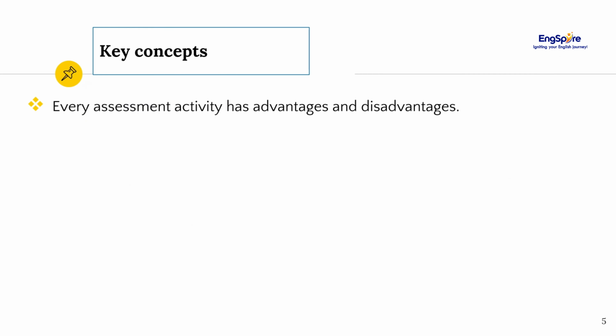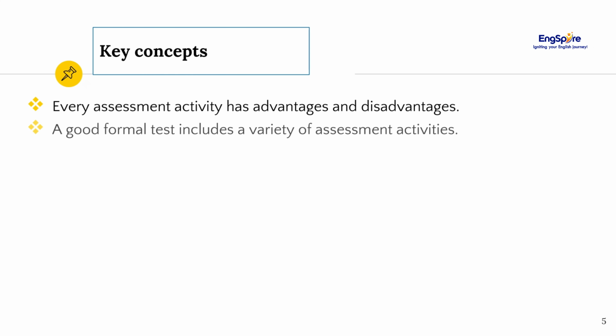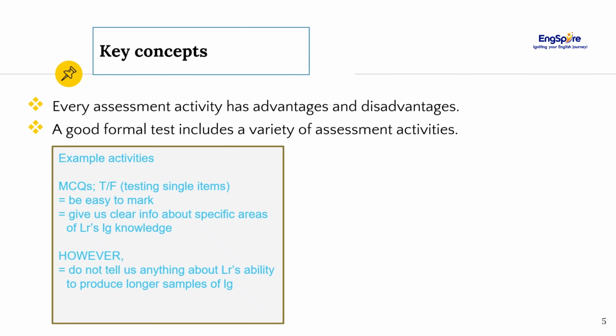Every assessment activity has both advantages and disadvantages, so it is important to use a variety of assessment activities in a formal test. For example, multiple choice questions and true-false items test single items, and they are quick and easy to mark and provide clear information about a language learner's specific language knowledge. However, they do not tell us anything about the learner's ability to produce longer samples of language.